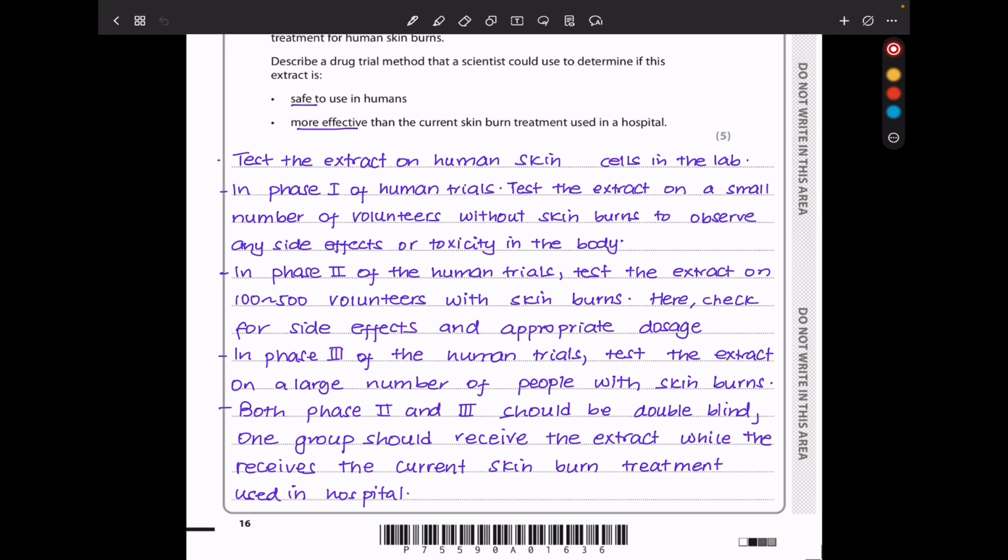In phase 2 of the human trials, you test the extract on about 100 to 500 volunteers with skin burns. These are patients. Here, check for side effects and appropriate dosage, because of course we are testing on people who are sick or who have the condition. In phase 3 of the human trials, test the extract on a large number of people with skin burns. This could be over 1,000. And both phase 2 and phase 3 should be double-blind. One group should receive the extract, while the other group receives the current skin burn treatment used in the hospital.